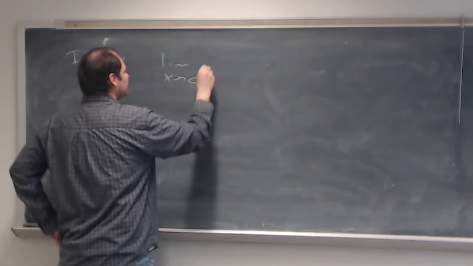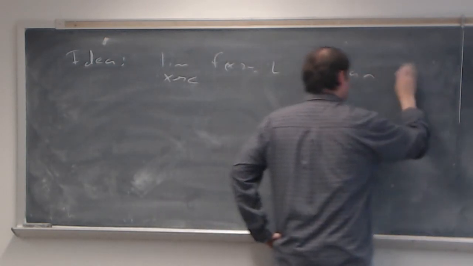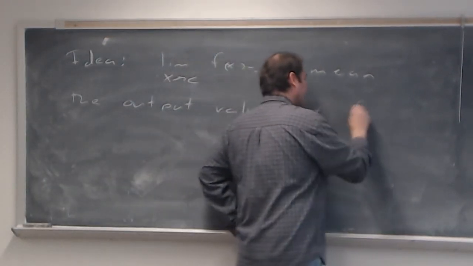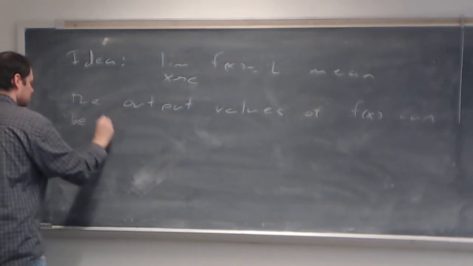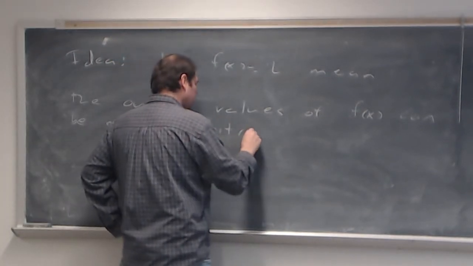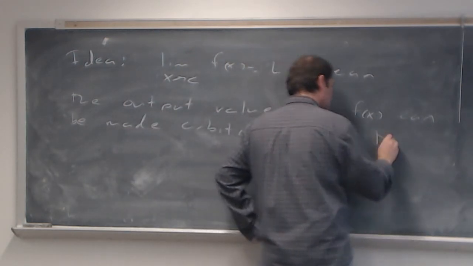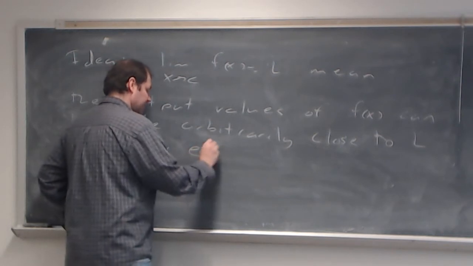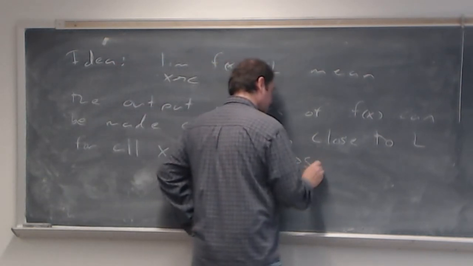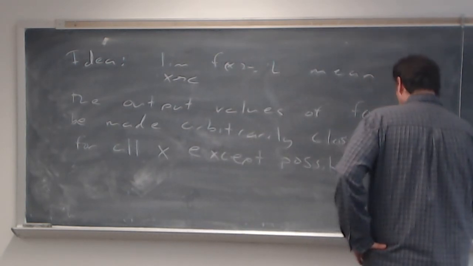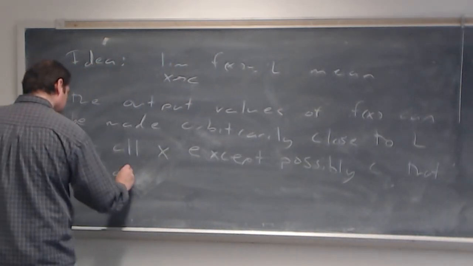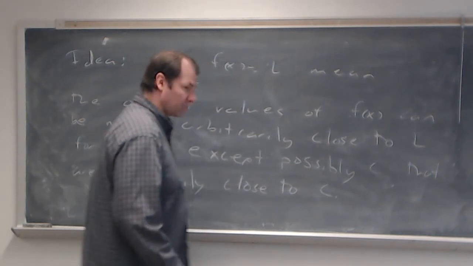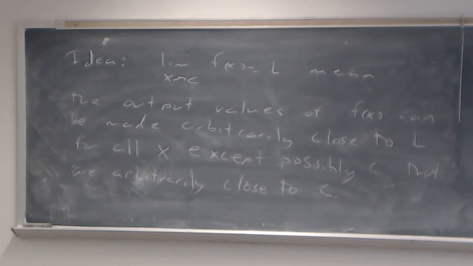The limit as x goes to c of f of x equals L means the output values of f of x can be made arbitrarily close to L for all x except possibly c that are arbitrarily close to c. That's the idea.